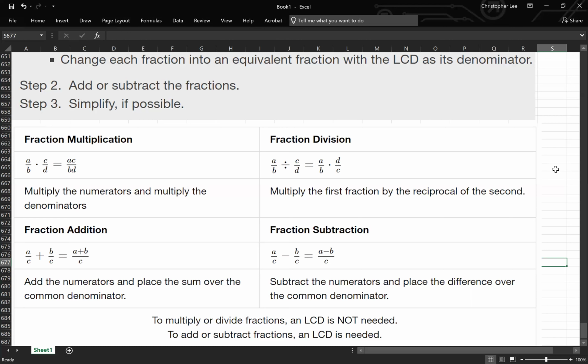So to multiply or divide fractions, an LCD is not needed, right? To add or subtract fractions, the LCD is needed. Okay?